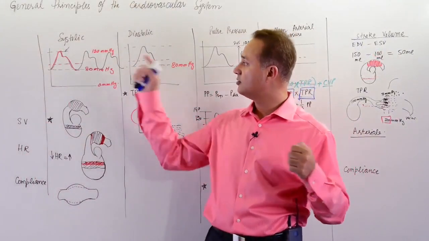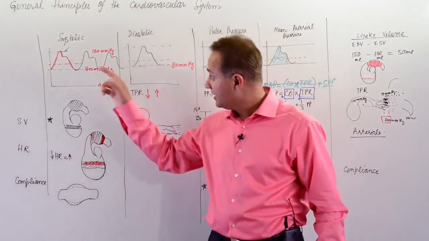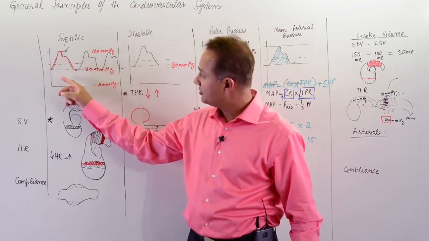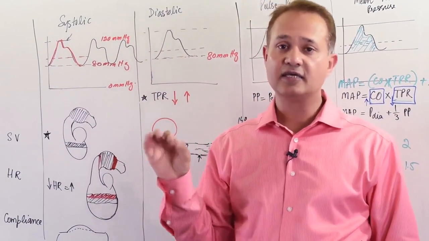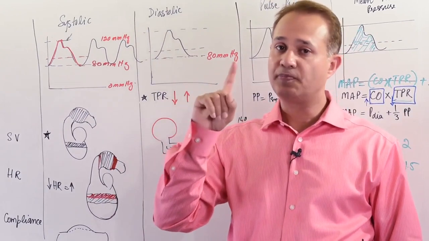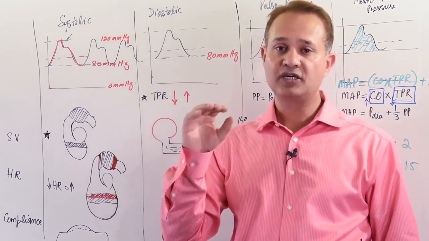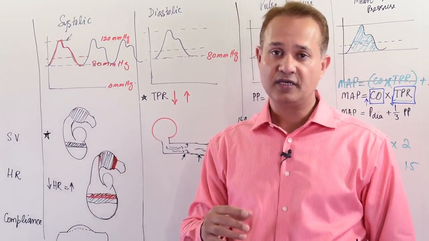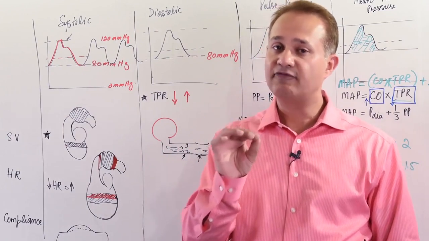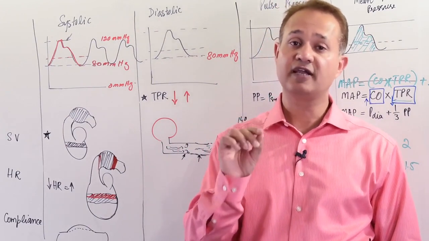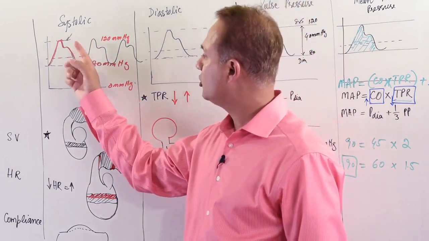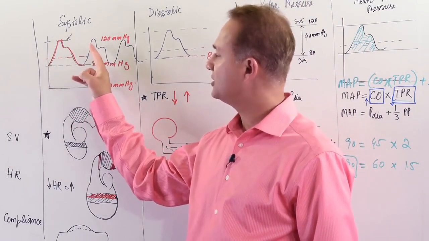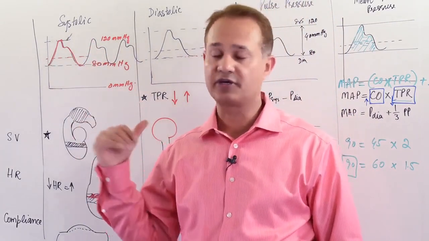Okay, so now let's talk about the pressures. This is a pressure graph here. The systolic pressure is defined as maximum pressure or peak pressure measured in a systemic artery during the left ventricular systole. That is the systolic pressure. In a normal healthy individual, it is about 120 millimeter of mercury.